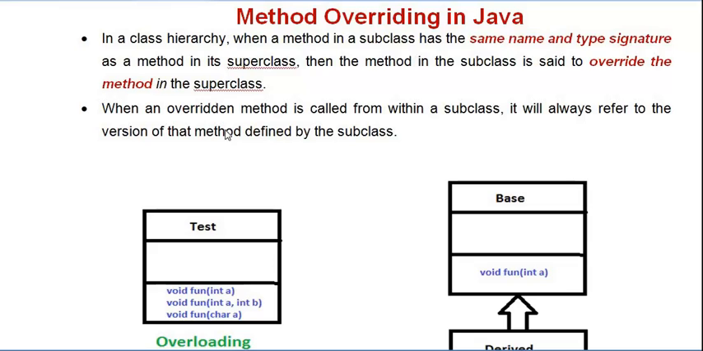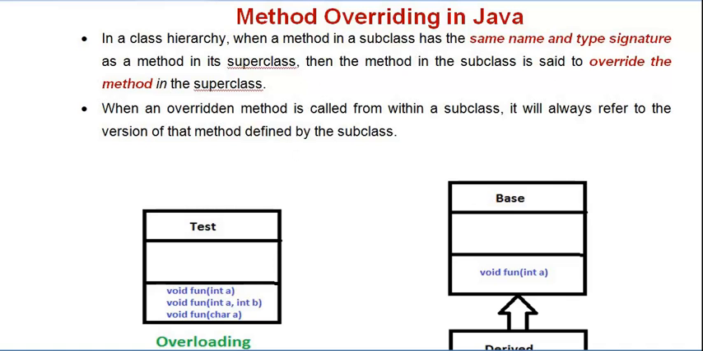The method overriding concept comes in the class hierarchy, or in the case of inheritance. That is when a method in a subclass has the same name and type signature as a method in its superclass. In that situation, we call it a subclass overriding the method in the superclass.